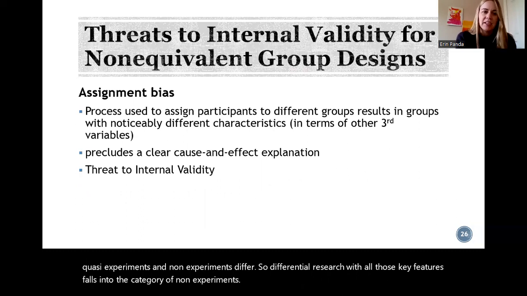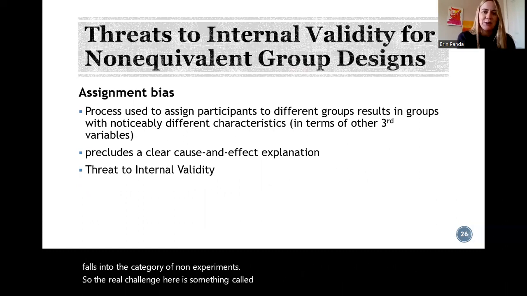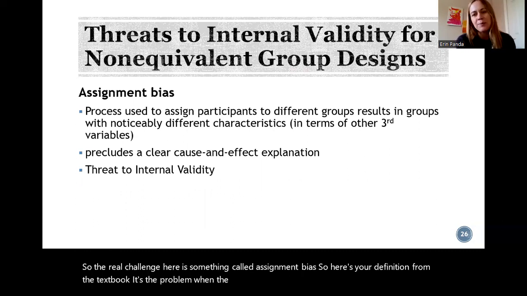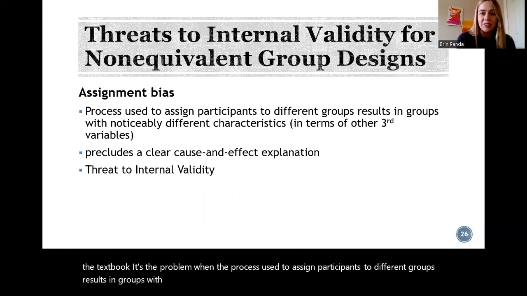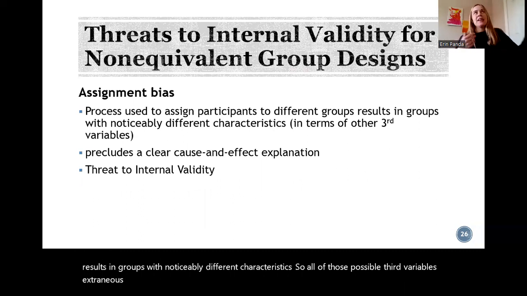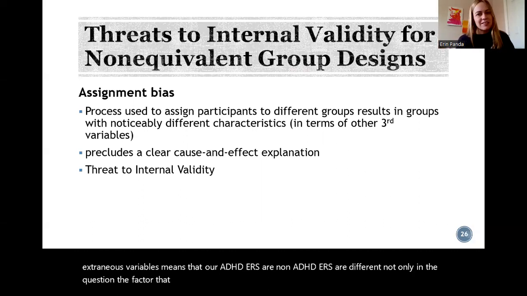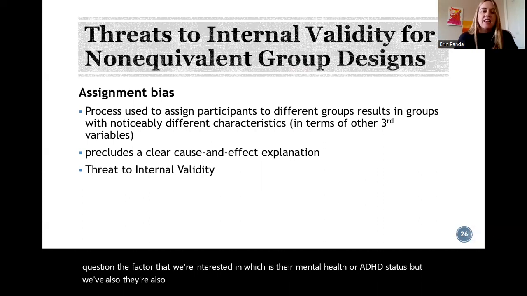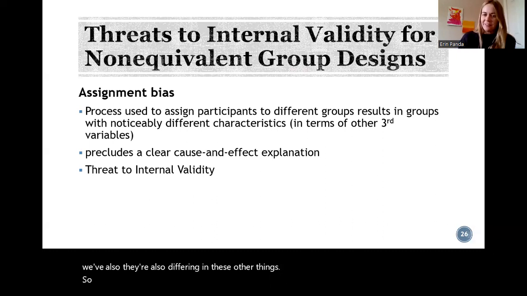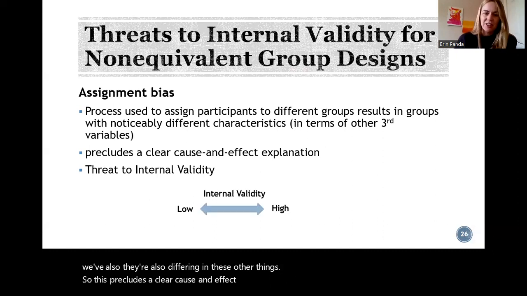So the real challenge here is something called assignment bias. So here's your definition from the textbook. It's when the process used to assign participants to different groups results in groups with noticeably different characteristics. So all of those possible third variables, extraneous variables, means that our ADHDers and our non-ADHDers are different, not only in the question, the factor that we're interested in, which is their mental health or ADHD status, but they're also differing in these other things. So this precludes a clear cause and effect explanation and is a threat to internal validity.